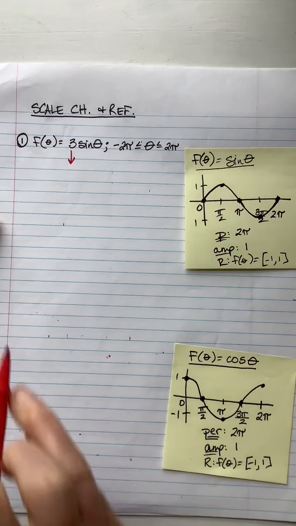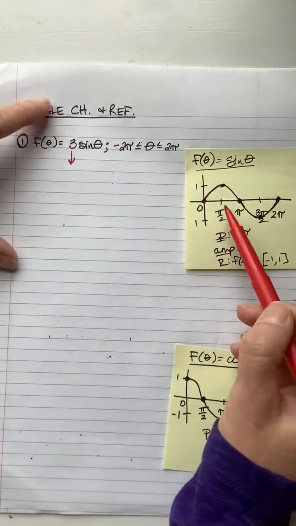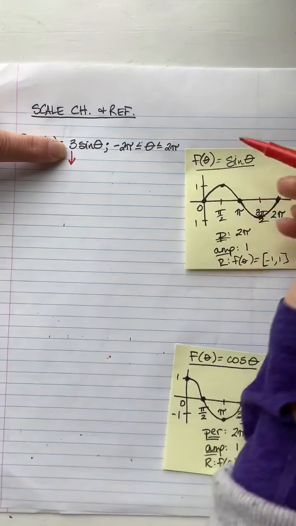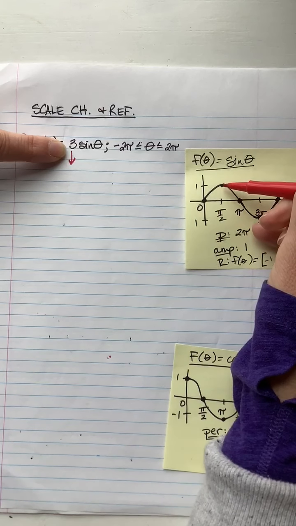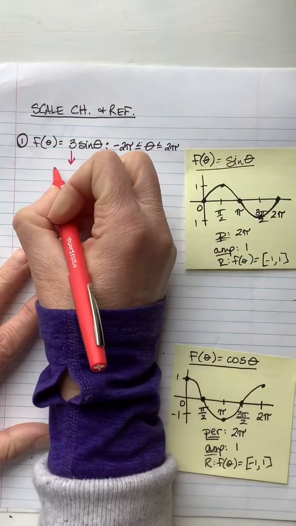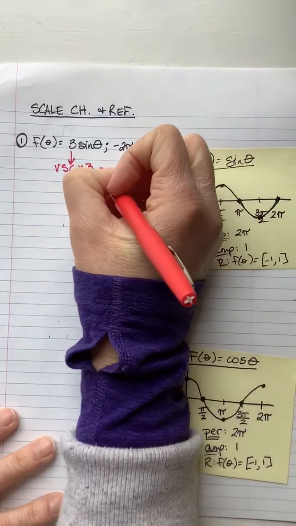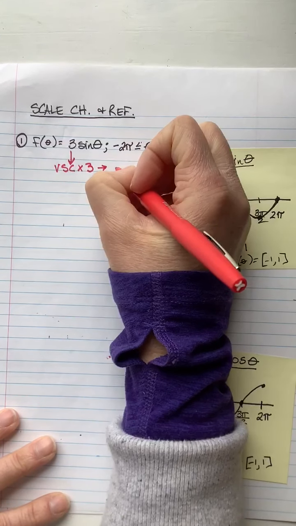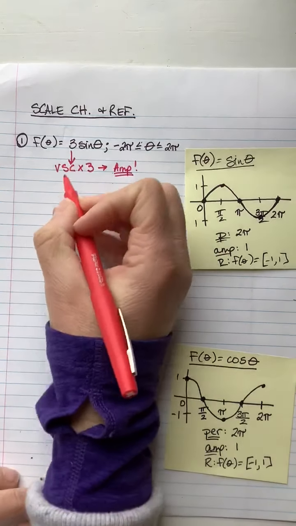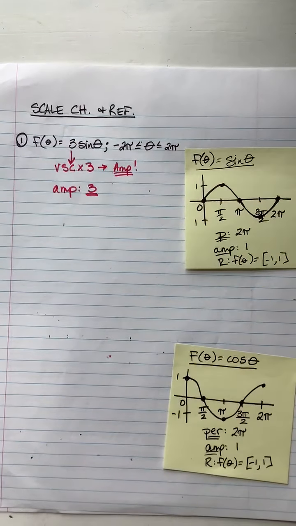All right, well, this 3 is happening outside of my function, so this is going to affect my outputs. Because this is a multiplier of 3, instead of going up to 1 and down to 1, what if this is going to be a scale change of 3? This time, this function is going to have a vertical scale change by a factor of 3. This vertical scale change is going to be changing the amplitude. So this time, I'm going to define my amplitude as 3 because of that vertical multiplier.